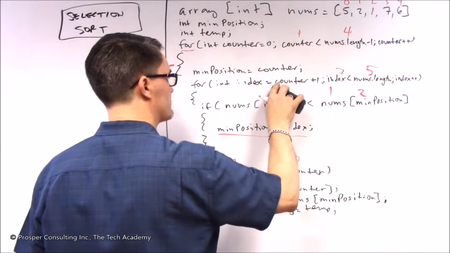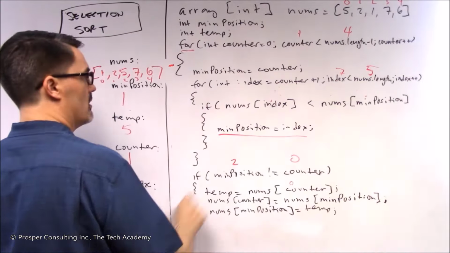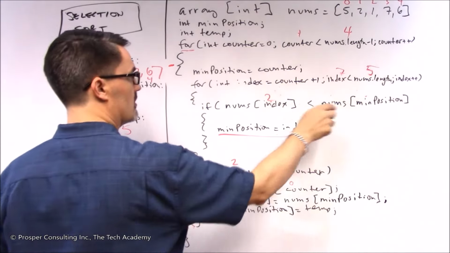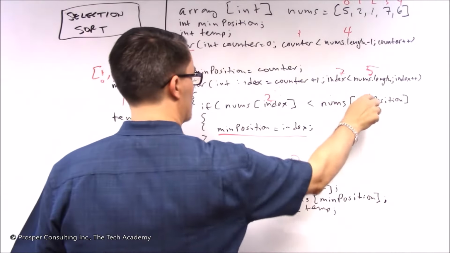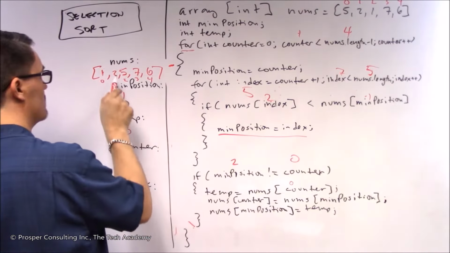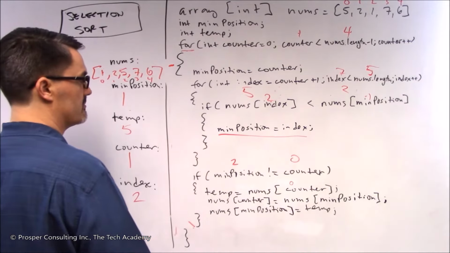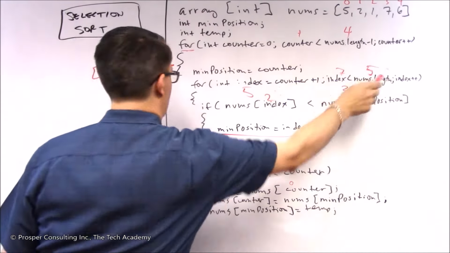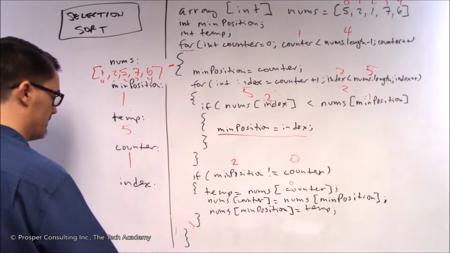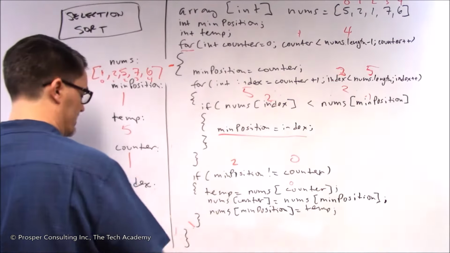Now we do a little bit of comparison. You're used to this. Index is equal to 2. Min position is equal to 1. The values are 5 and 2. 5 is not less than 2, so we don't execute the if statement. We're done with this. We increment index. Index goes to 3. That means our conditional, because 3 is less than 5, we execute the loop.